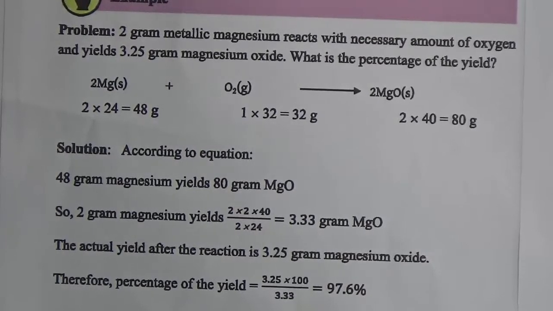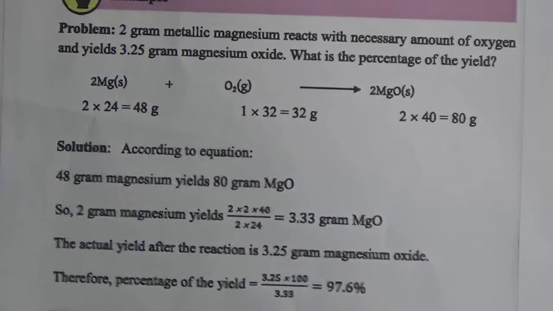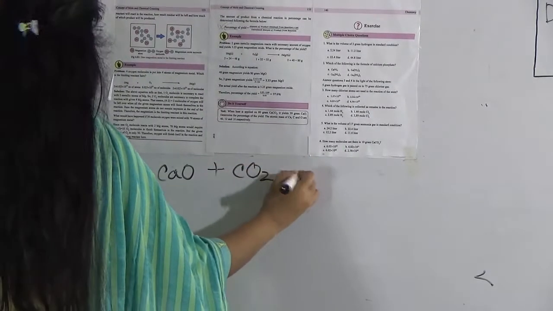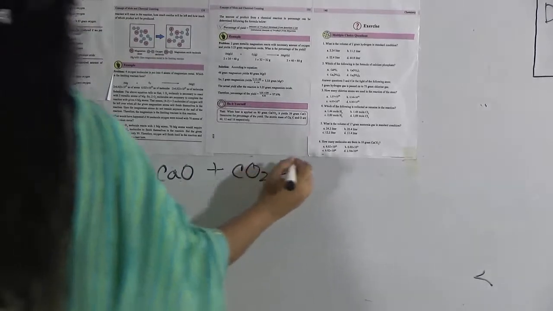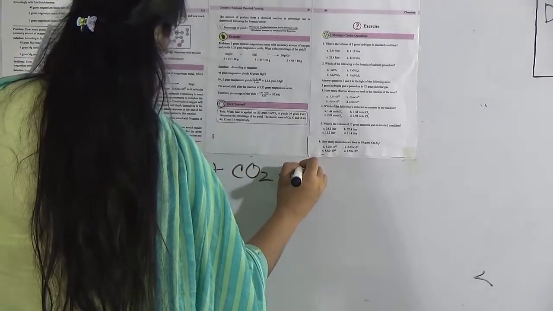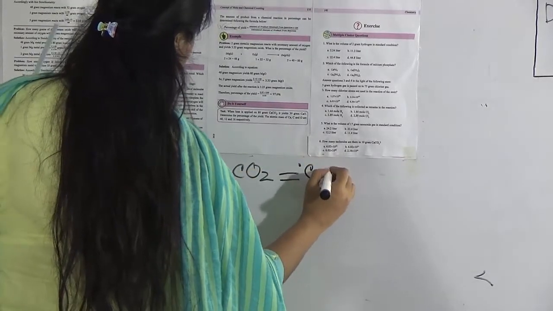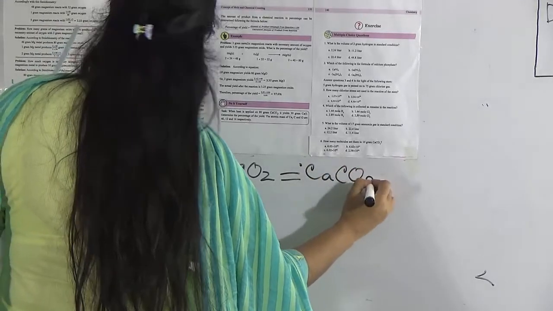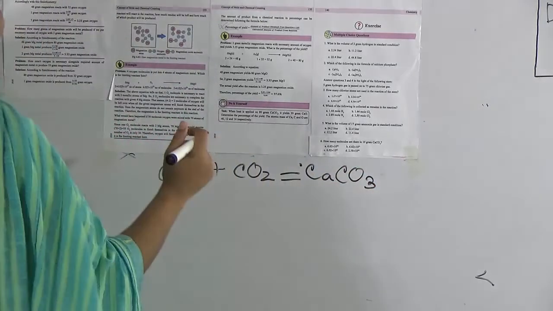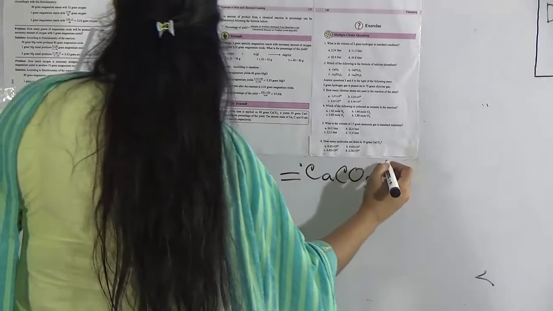calcium, 1 mole of calcium oxide reacts with 1 mole of carbon dioxide, produces calcium carbonate and how many grams?